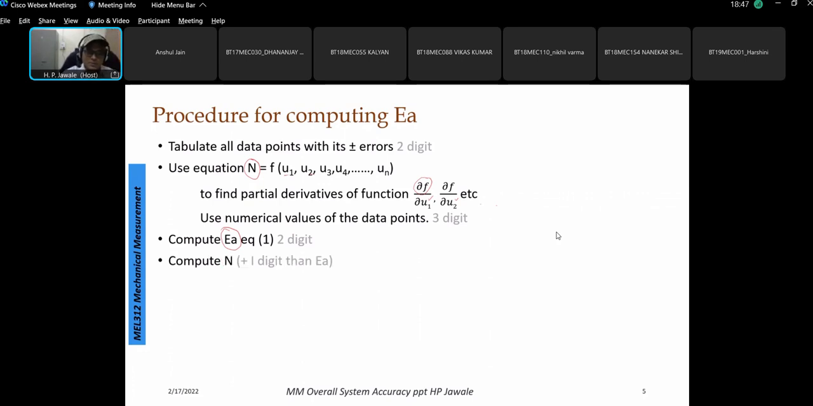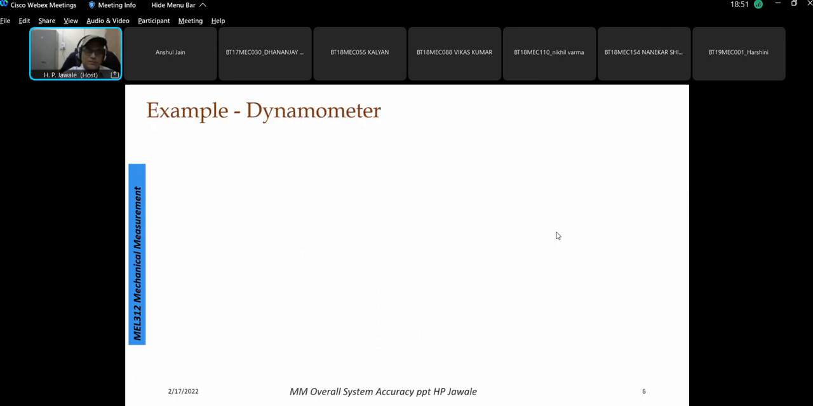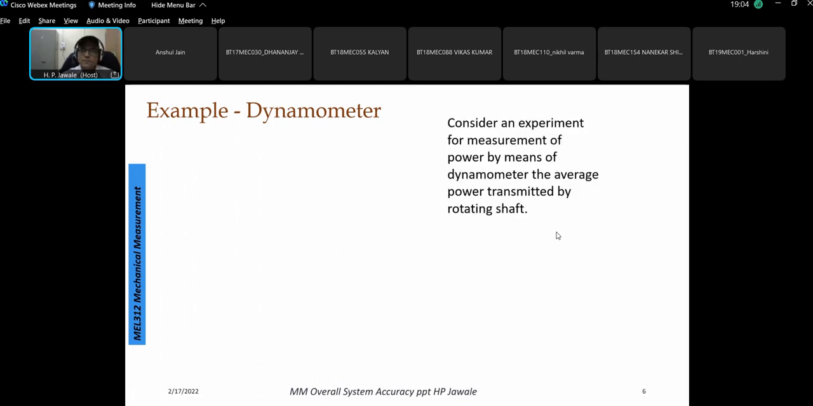And then we compute the total uncertainty, and then we calculate the error. So this is the standard process. Let us assume the application of the standard process through the example of the dynamometer. Now the dynamometer is used for the torque measurement, so we have to consider the experiment for measurement of the torque or, say, power by means of the dynamometer.